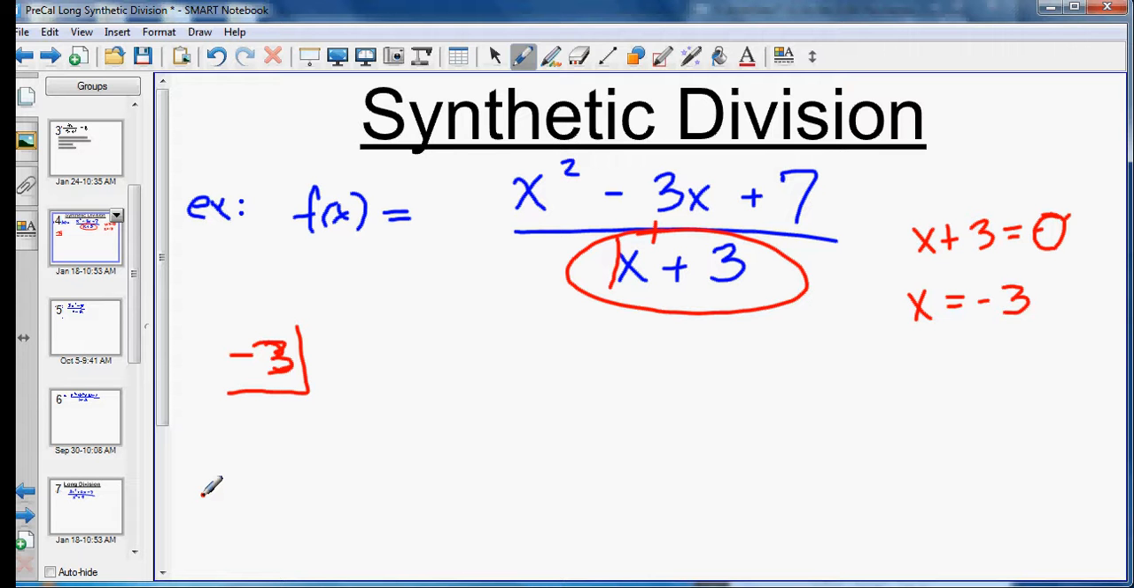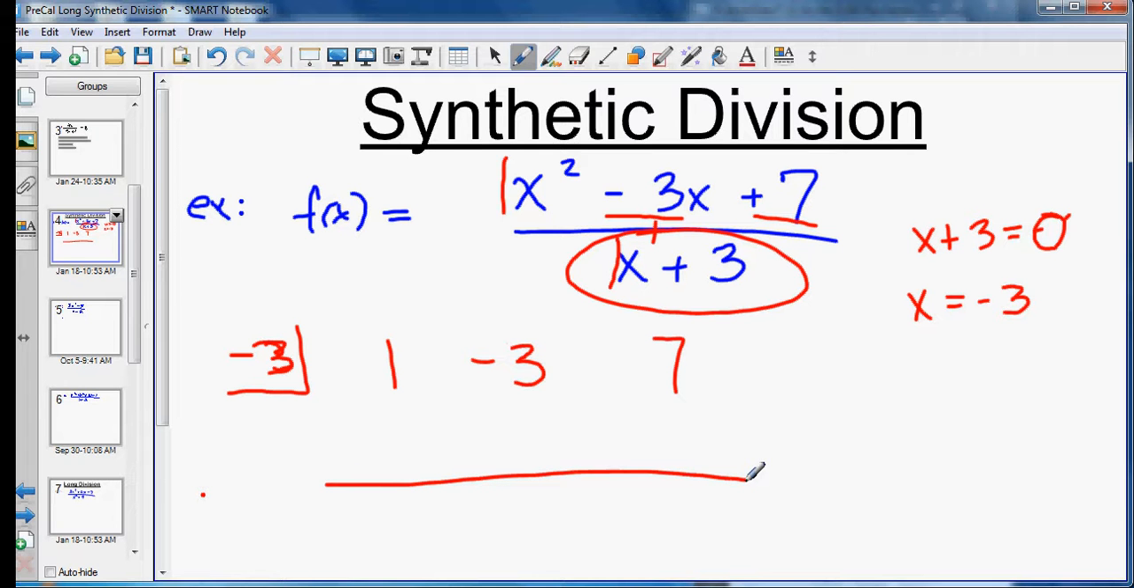Now we need to look at the coefficients for the numerator. In other words, we have 1x squared, -3x, plus 7. So I'm going to write those coefficients down here: 1, -3, and 7. Once I have that done, notice I left some space below the numbers and then drew this line. But the space is there on purpose. We'll need it. First thing is I take this number and just move it straight down, which is 1.